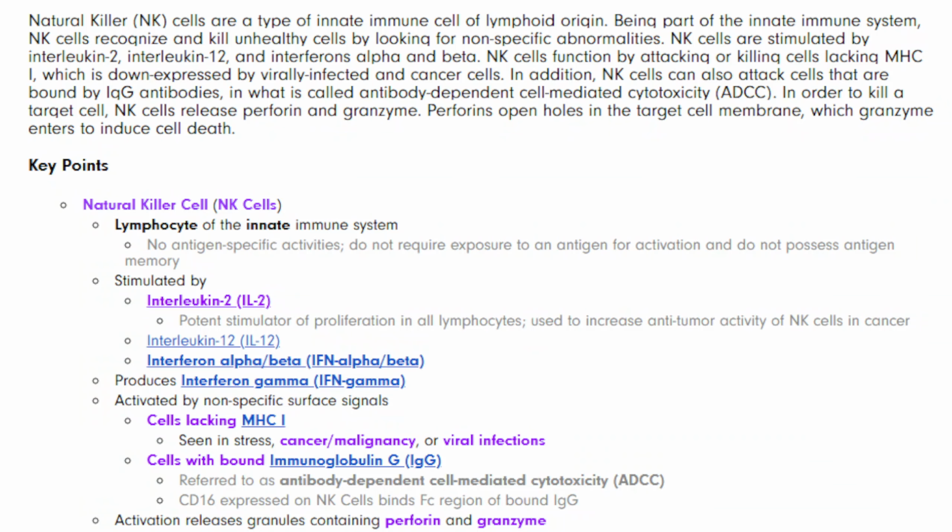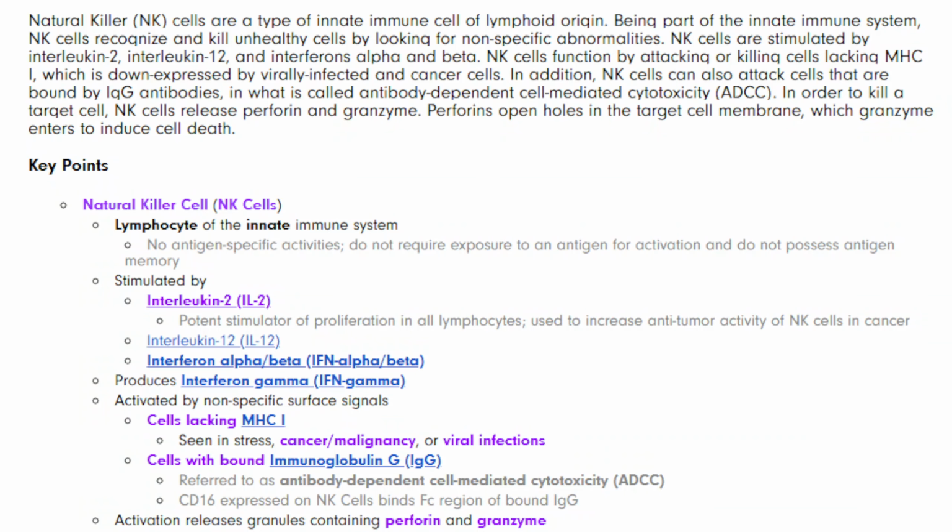So the natural killer cells are a type of innate immune cells of lymphoid origin, being part of the innate immune system. The natural killer cells recognize and kill unhealthy cells by looking for non-specific abnormalities. They are stimulated by interleukin-2 and interleukin-12, and interferon alpha and beta.